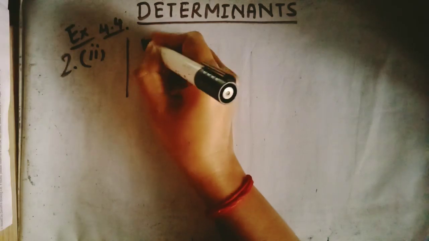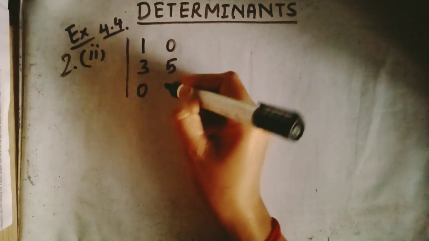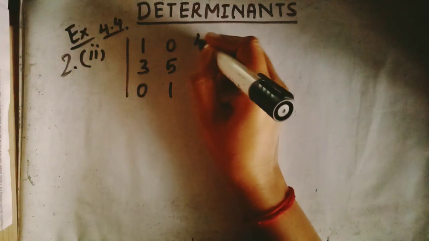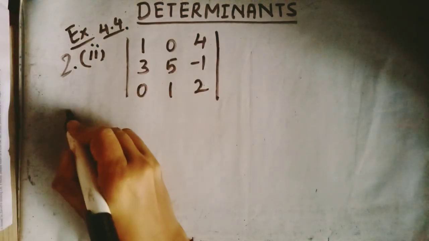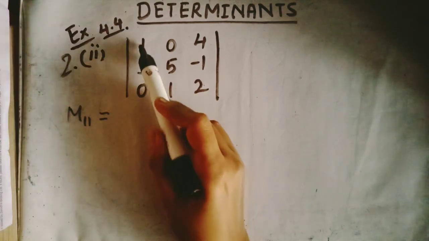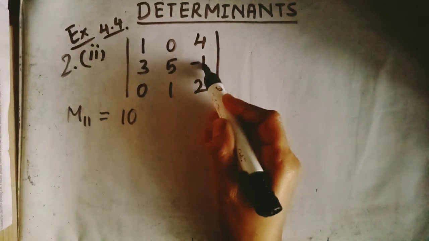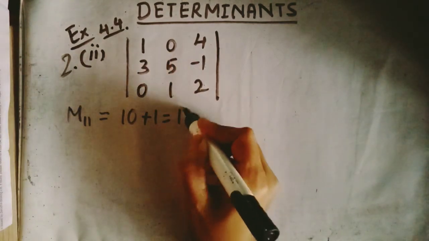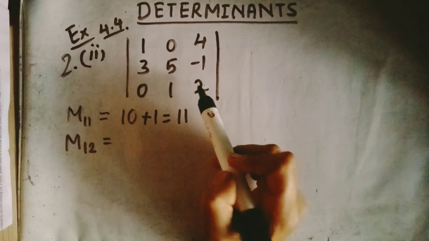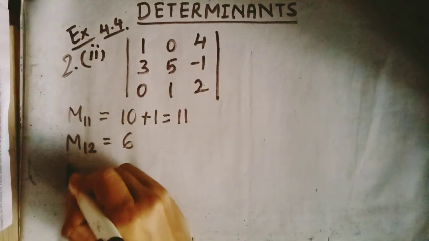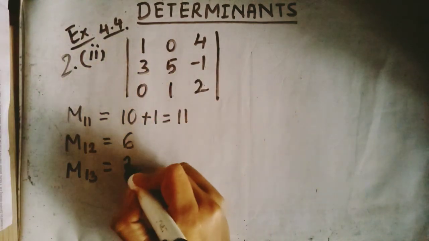Okay, determinant given is 1, 3, 0, 0, 5, 1, 4, minus 1, 2. Okay, so let's calculate minors. So M11, striking out this column, this row, so 5 2s are 10, minus into minus plus 1, so this is 11. Then M12, 3 2s are 6 and 0. M13, 3.